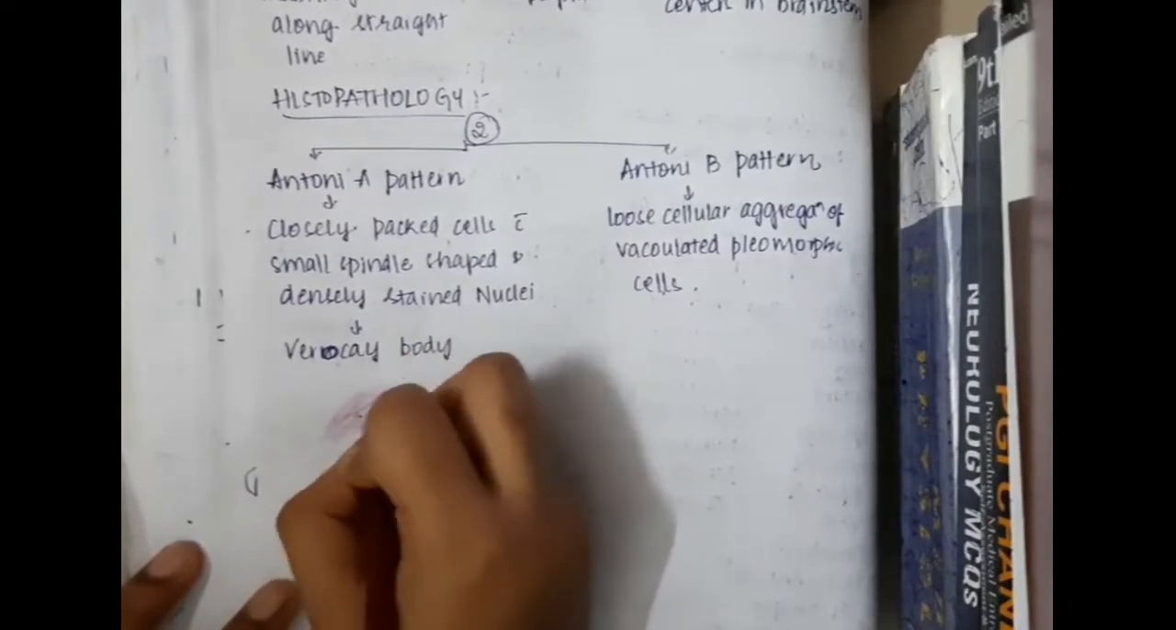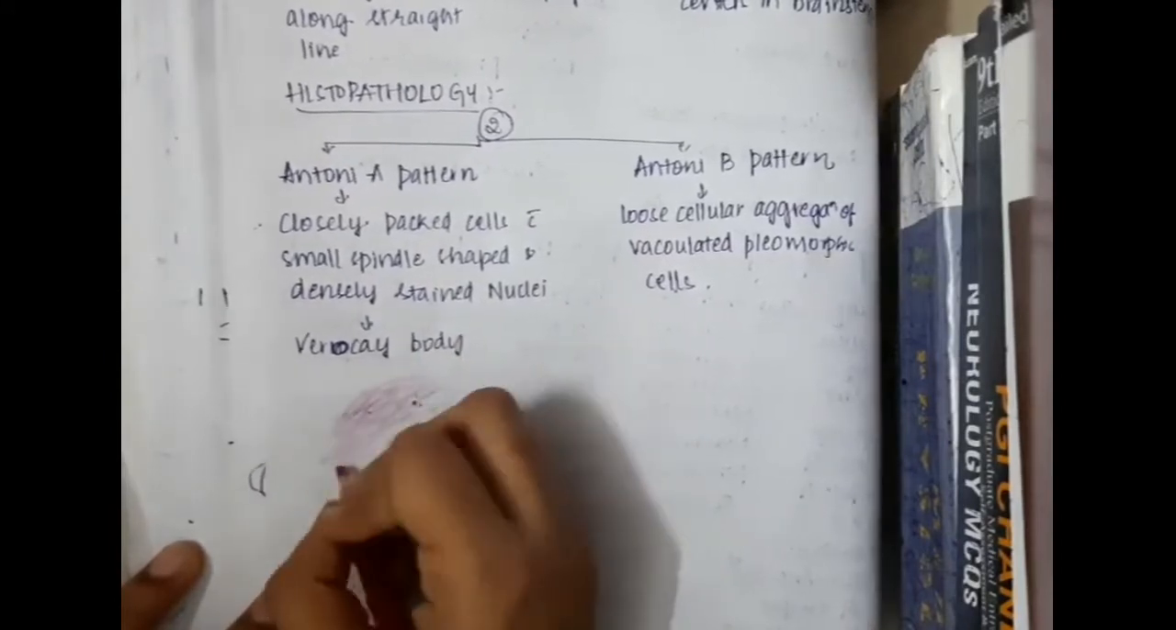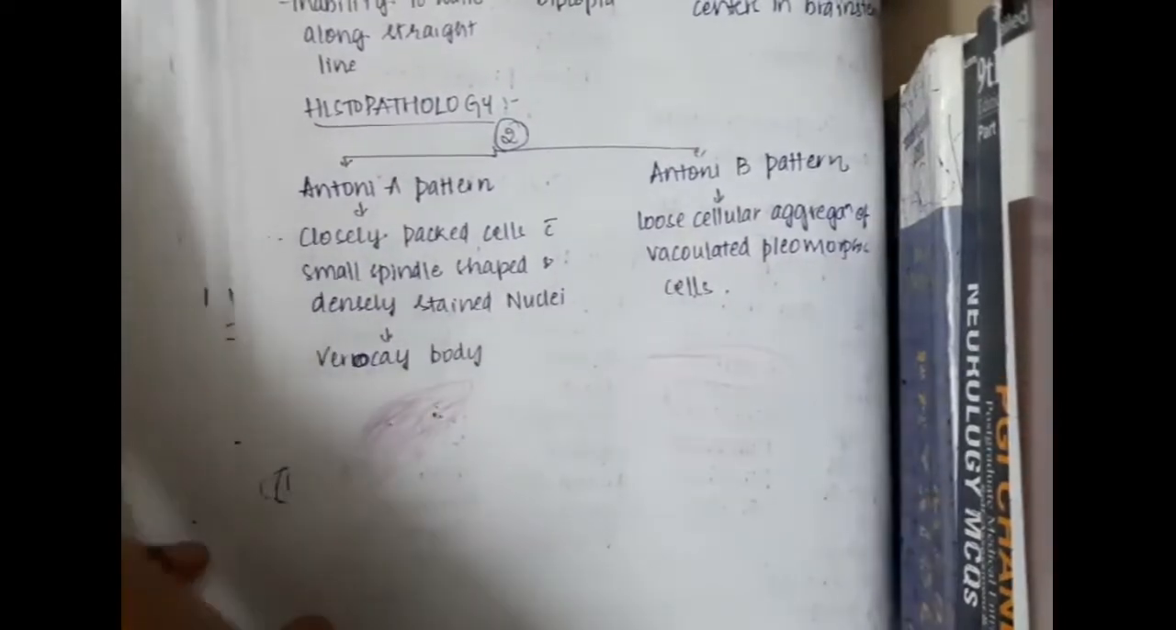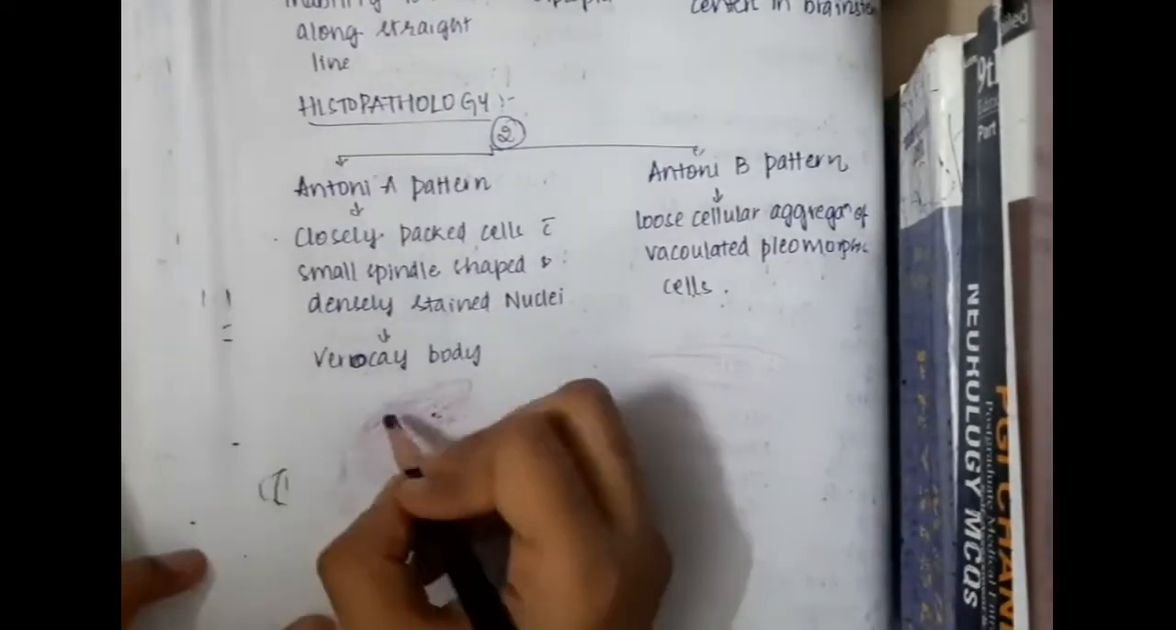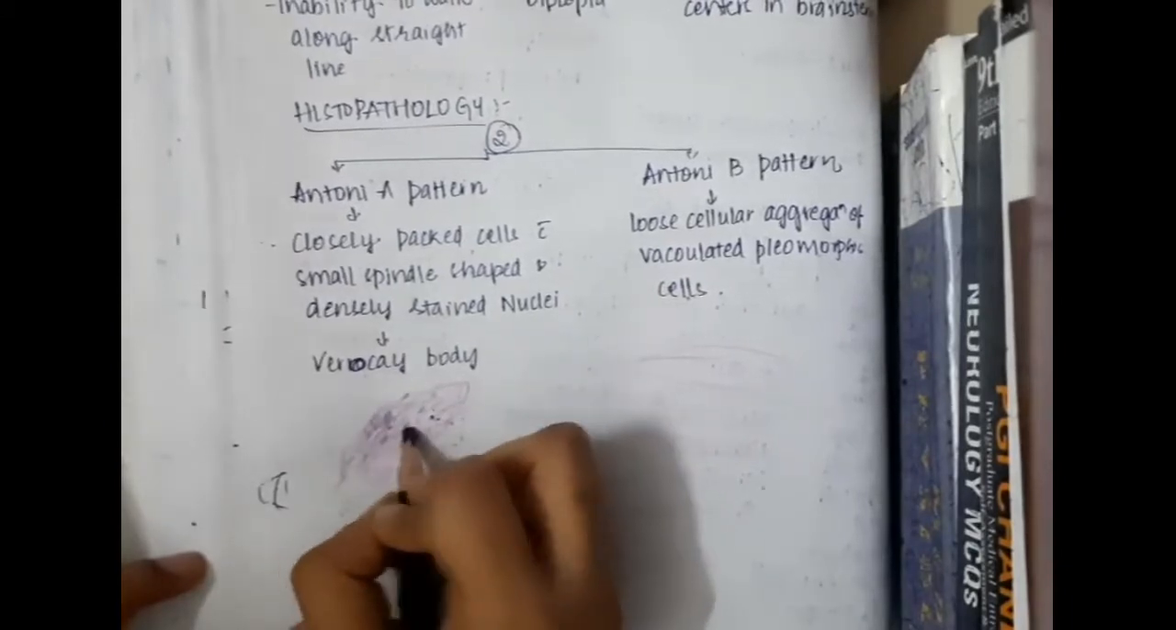This is Antoni A pattern, where the cells are closely packed with small spindle shape. Here they are loosely aggregated in Antoni B pattern. It's not clearly visible, right? I'll show you the pictures at the end.